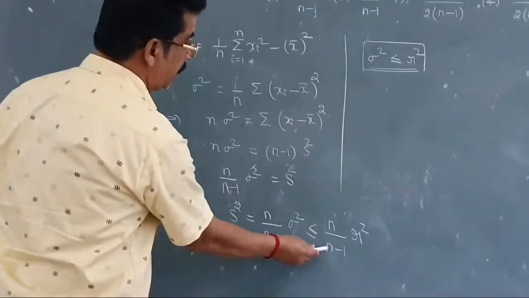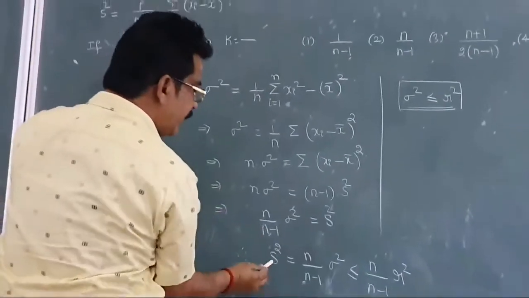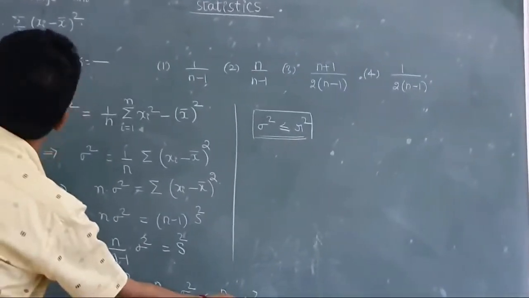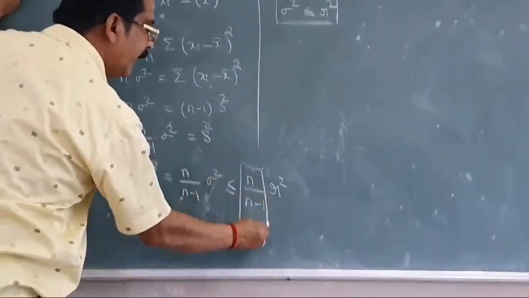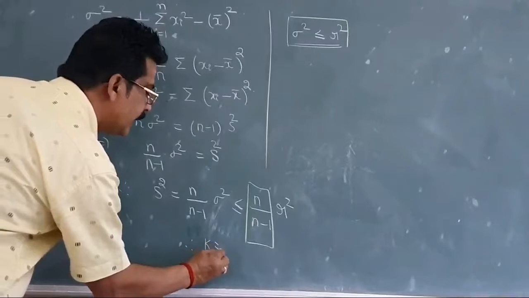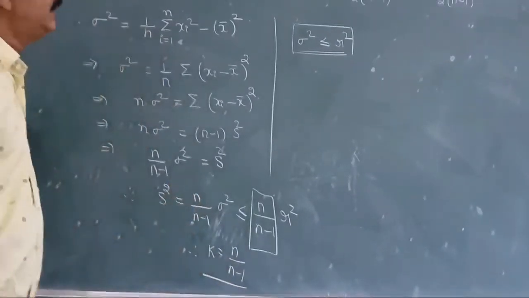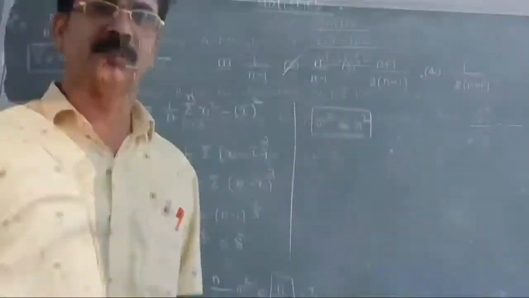So therefore, compare with the given equation, s square less than or equal to r square into k. So instead of k, n by n minus 1 is there. So therefore, definitely k equal to n by n minus 1. So where is n by n minus 1? It is in the second option. Hence the first answer.